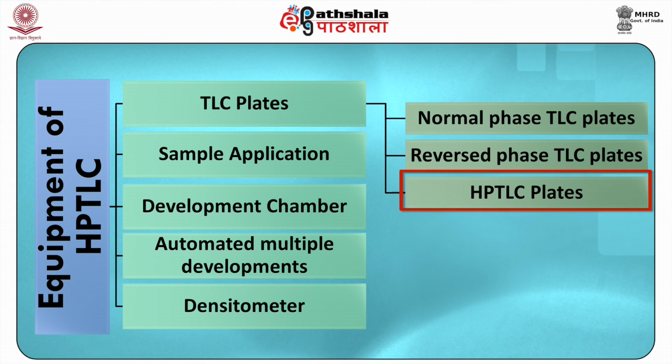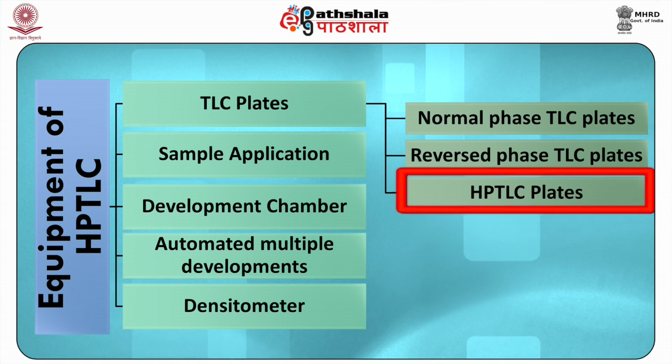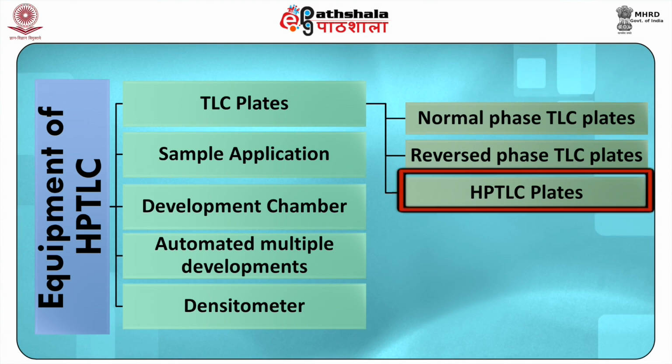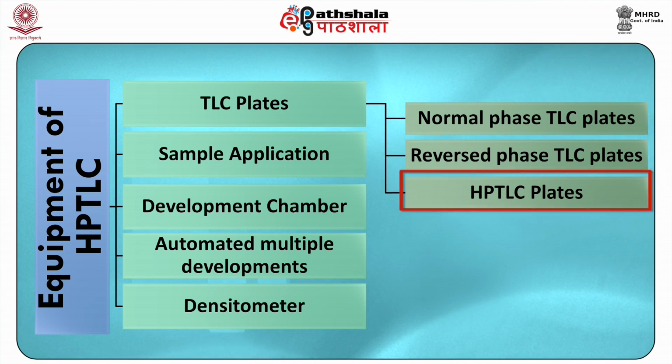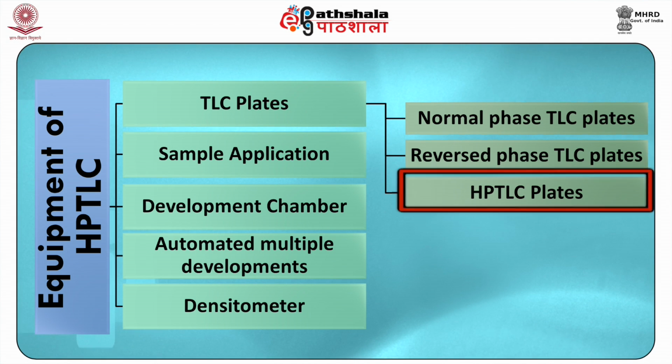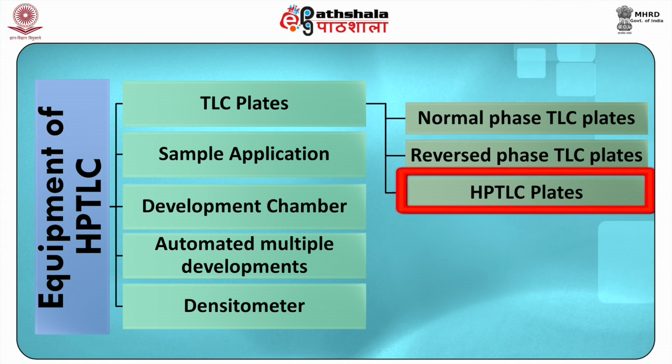Next is HPTLC plates. HPTLC plates have a layer of stationary phase particles of size 3 to 7 micrometers with a thickness of 20 millimeters. Due to the small size of the particles and higher surface area, HPTLC plates show less lateral spreading and hence the concentration in the spot is higher, which makes the analyte easy to identify and increases the sensitivity.